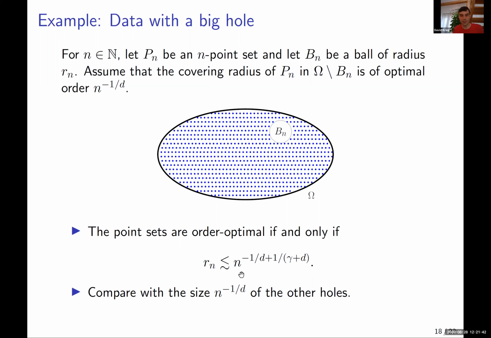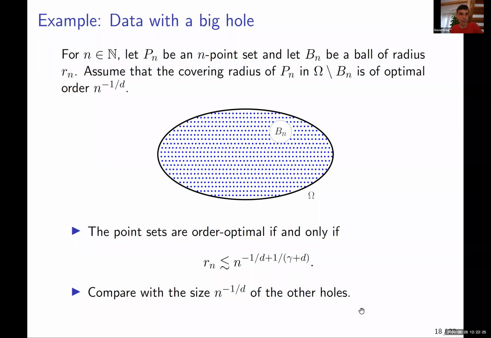And the answer is, you can easily compute that the hole is allowed to have a radius up to order n to the minus 1 over d plus 1 over gamma plus d. So you have this additional polynomial rate, n to the 1 over gamma plus d, compared to the covering radius of the rest of the point set. So the largest hole may in some cases be much larger than the other holes, and you can still achieve the optimal order of convergence.